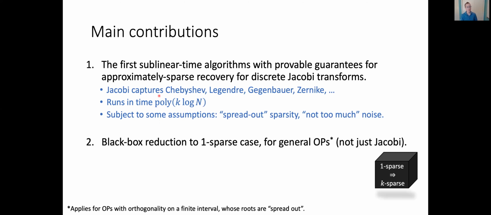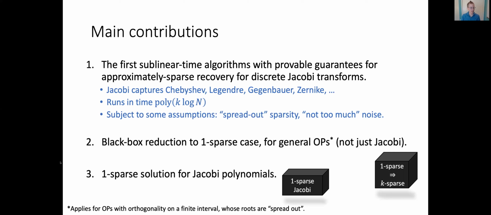The first is a black box reduction to the one-sparse case for general, or reasonably general, orthogonal polynomial families, not just for Jacobis. That is, we show that if you have an algorithm that can solve the one-sparse case for your favorite orthogonal polynomial family, this gives rise to an algorithm to solve the k-sparse case. And then the next piece to finish it off is a solution to the one-sparse case for Jacobi polynomials. Then we can take these 2 black boxes and stick them together and get the first thing again.